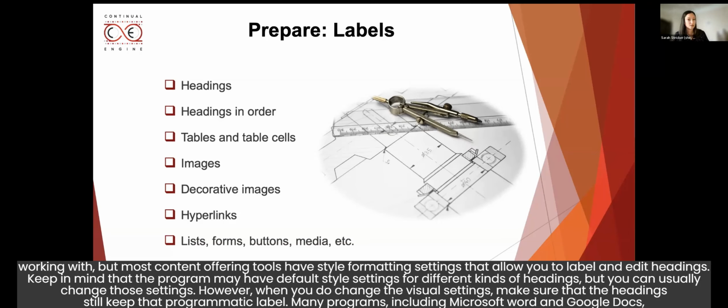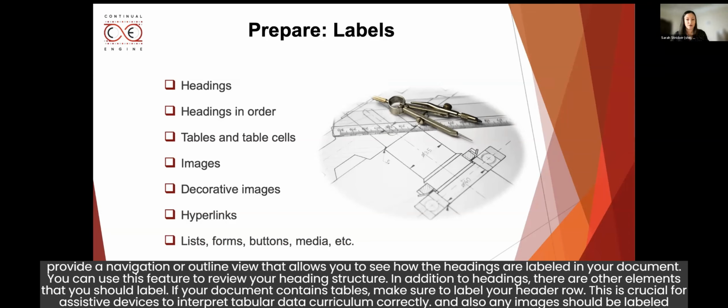Many programs, including Microsoft Word and Google Docs, provide a navigation or outline view that allows you to see how the headings are labeled in your document. You can use this feature to review your heading structure.